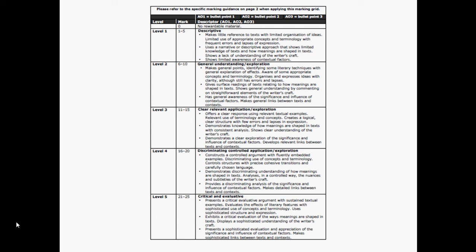So bullet point 1, AO1: are you able to create a sophisticated argument which evaluates how writers have included literary features, making sure to also include complex terminology and ideas rather than just simple ideas like verb and metaphor and simile, which are important but not necessarily at the top band.